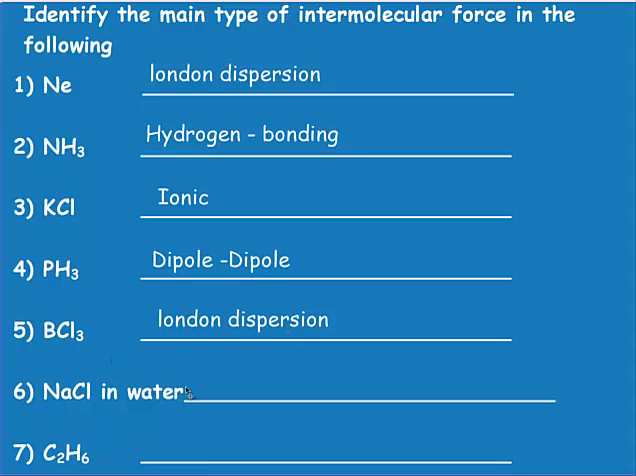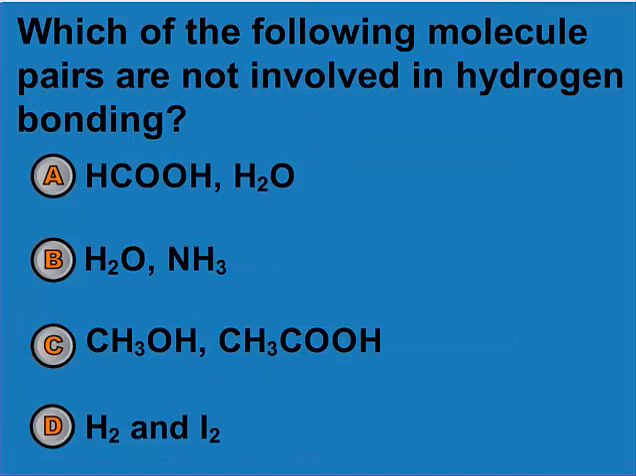Here we have two things. We have ionic and a dipole, so that would be ion-dipole force. And C2H6 is a hydrocarbon, which is nonpolar, so London dispersion. Go ahead and pause the video and try this one on your own.